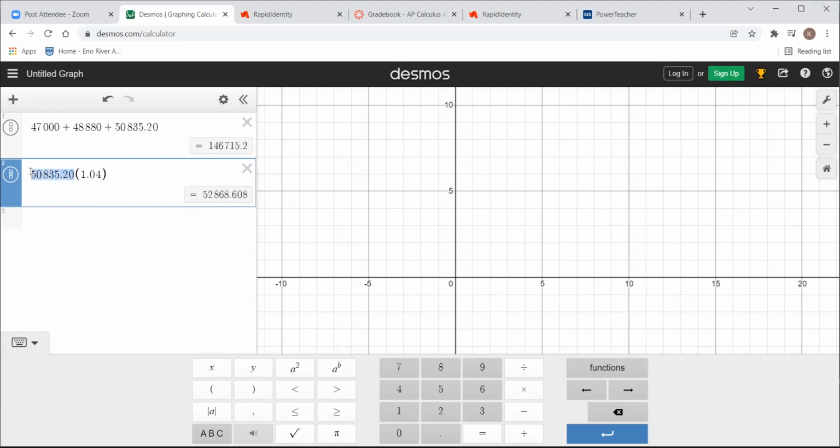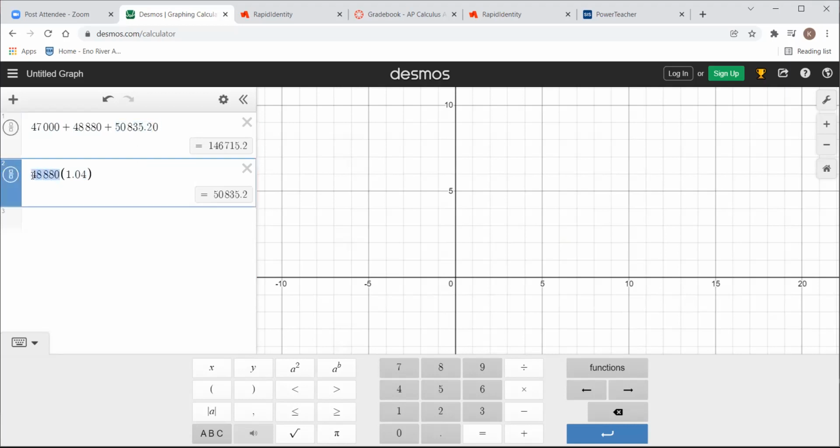So to get his third year, I took his second year and I multiplied it by 100% plus 4%. So he's getting his whole salary, that's the 100%, that's the 1. And then he's getting 4% more, that's the 0.04. So here's his first year: 47,000 is his first year. 48,880 is his second year. And then this is his third year.